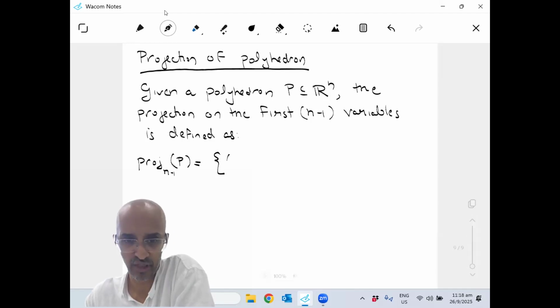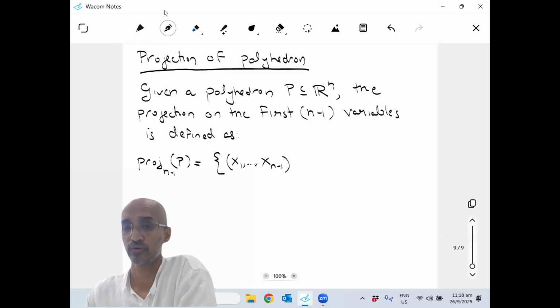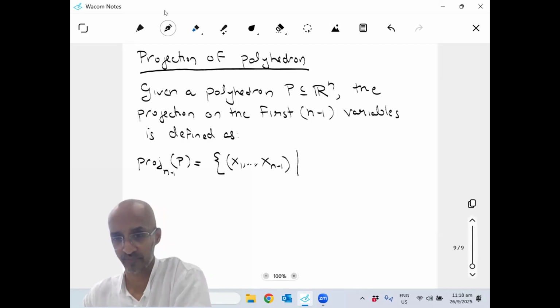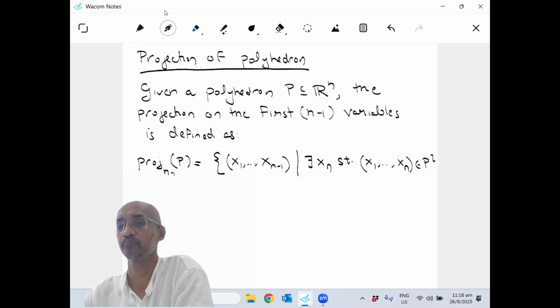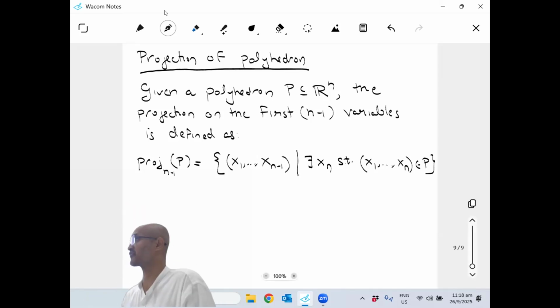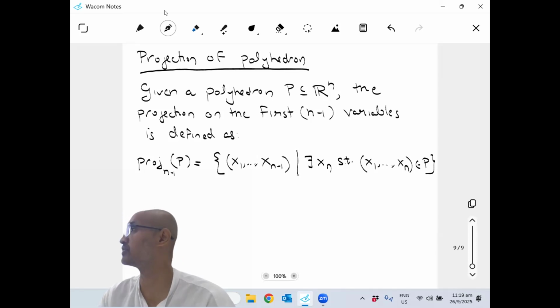Take x1 up to the xn minus 1. All x1 to xn minus 1 such that there exists some xn such that this x1 up to xn lies in P. Okay. So this is a definition of a projection. Of course, actually, this is a definition of a projection on any set. But because I've defined a polyhedron, so this is a polyhedron. Okay. But if you have some other set, of course, it's just a projection of a set.